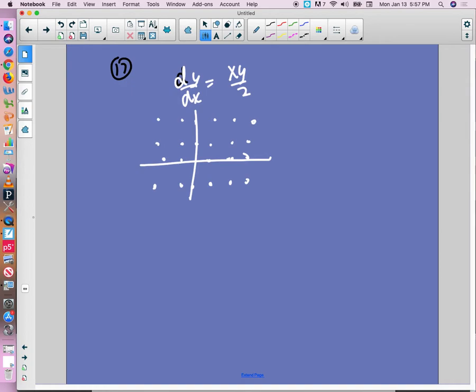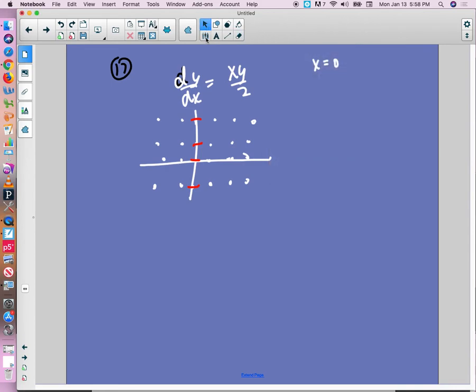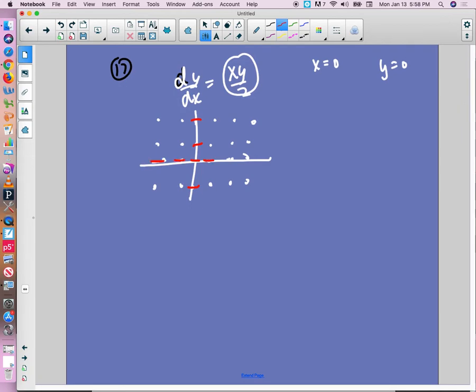All right, so if x is equal to 0, your slope is going to be 0. Okay, and if y is equal to 0, also your slope is going to be 0. Oh, I got those backwards again, sorry, but it worked out okay this time. I don't have to go back and redraw it. Oh no, I did that right.